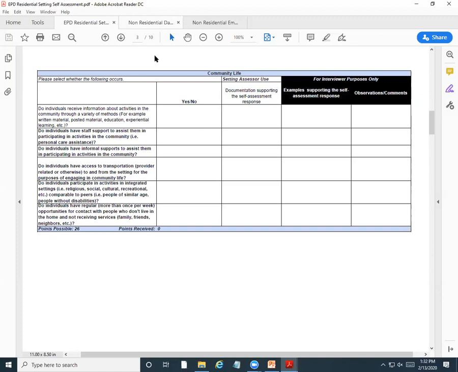So for community life, for residential, we have, do individuals receive information about activities in the community? This could be a calendar of events. It could be people coming in to explain what's going on in the community, education, experiential learning. There's lots of different ways that this can be met.